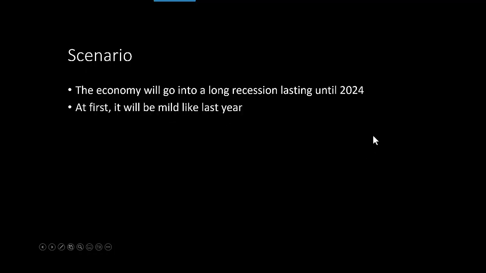Now, at first, it's going to be mild like last year. Last year, we had a recession. They haven't officially called it that yet, but we had two quarters of negative growth. But it was modest, maybe a 1% decline in GDP in two quarters. And at first, it's going to look like that.